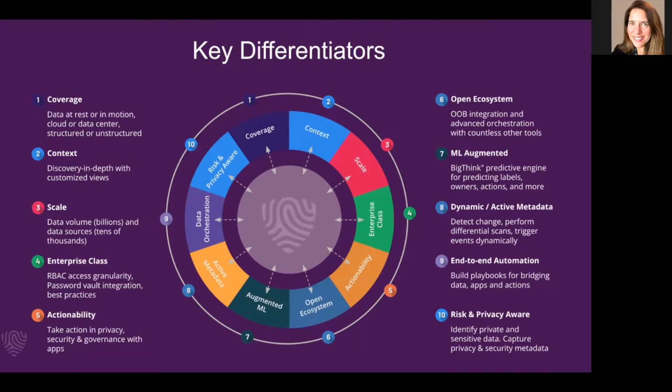Number 2 here is context. BigID uses patented machine learning to add context at scale to know what your data is and see how it's related and connected to the other data objects in your environment. Because you can't govern data unless you know what your data is and where it is and what it means, or you can't govern what you don't know.